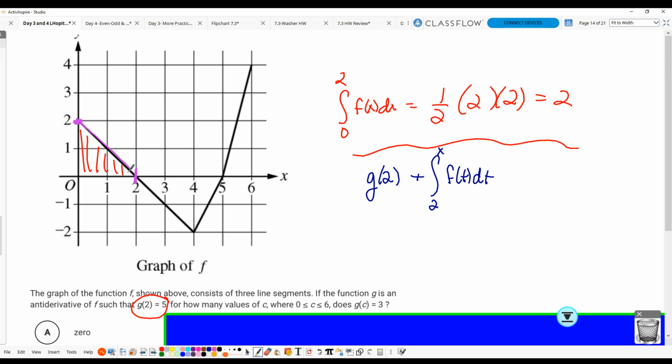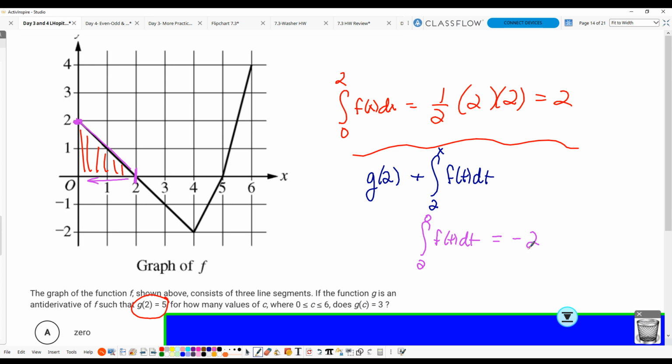Integrating from 2 to 0. Carson did 0 to 2 a minute ago. Integrating from 0 to 2 was positive 2. What is integrating from 2 to 0 though? Negative 2. Because the dx was negative and the y value was positive, overall the area back there is negative 2.